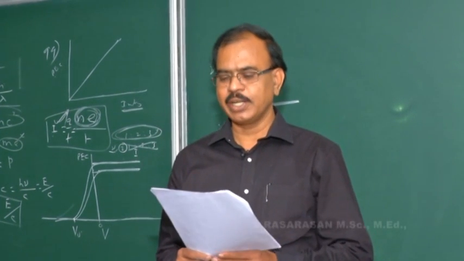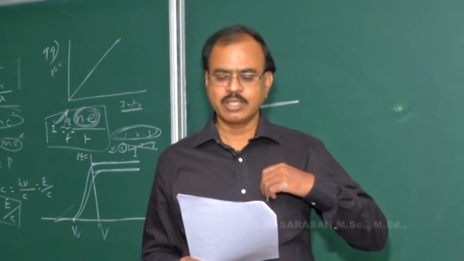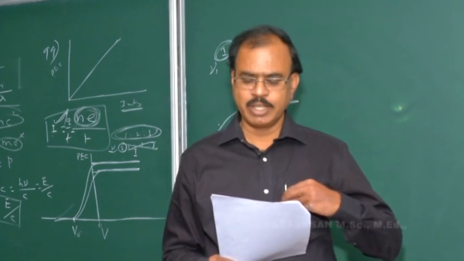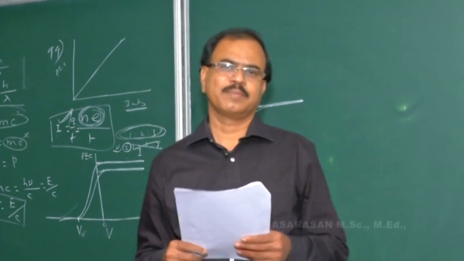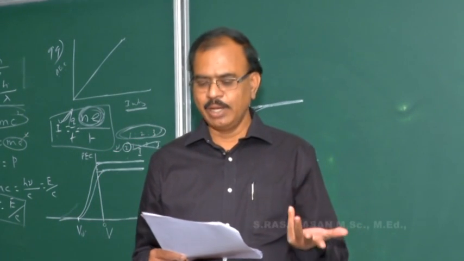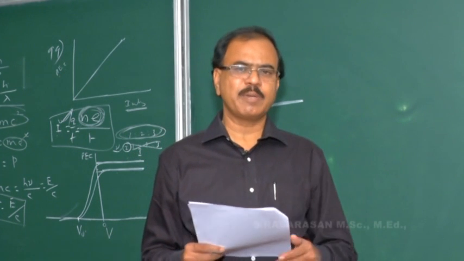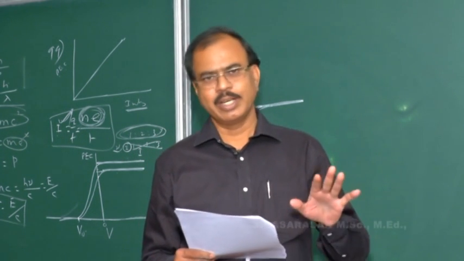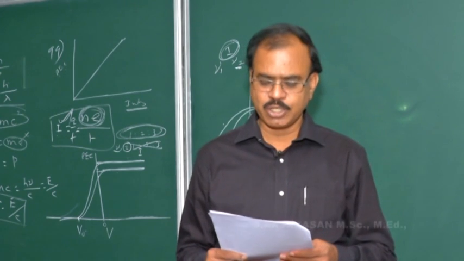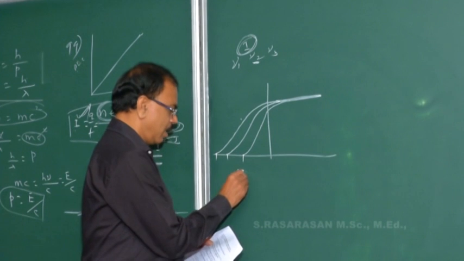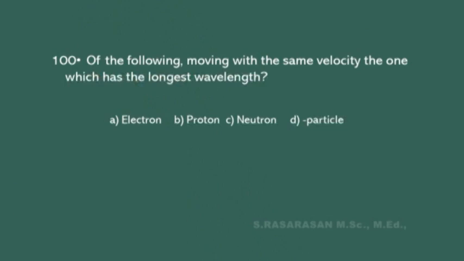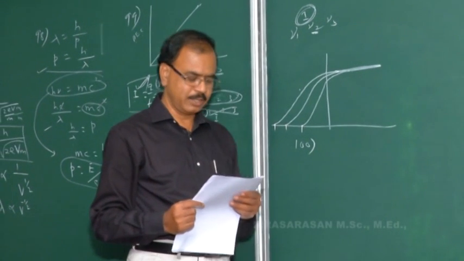So the answer to the question asked here: frequency increases in the ratio 1:2:3. What is the ratio of the increase in photoelectric current? It is 1:1:1. If they had said that intensity is also increased along with frequency, then photoelectric current would also increase in the ratio 1:2:3. Next question. Of the following, moving with the same velocity, the one which has the longest wavelength.